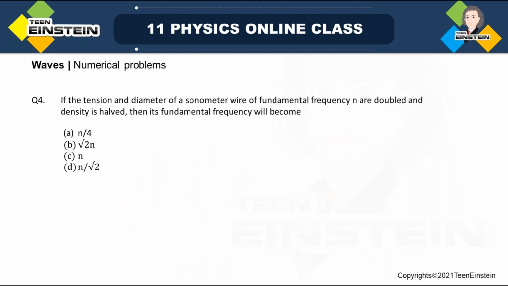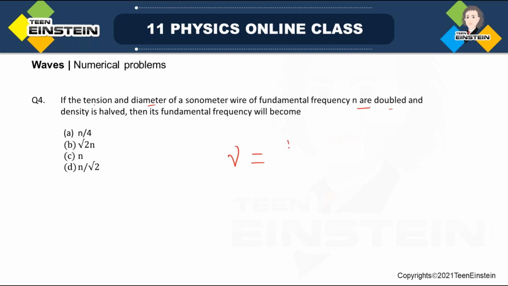We'll go to the fourth question. So here also, this question is related to the stretched string itself, but it is the application of a stretched string. See, if the tension and diameter of a sonometer wire of fundamental frequency n are doubled, so tension is doubled and diameter is doubled, and the density is halved, then the fundamental frequency will become what?